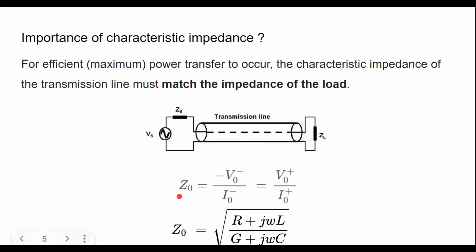Last time we derived these equations of Z naught, right? Z naught depicts the characteristic impedance of the line, and it is equal to minus V naught minus over I naught minus when we are considering the backward wave, which is reflected back from the load towards the input source direction, and it is equal to the plus magnitudes of the voltage and current ratio when we are considering the forward wave components, right? Apart from that, we also derived that it is equal to the square root of (R plus j omega L) divided by (G plus j omega C). So we can take both these equations into consideration when we are calculating the Z naught value. In the lossless case, we only have the square root of L over C as the Z naught, right?